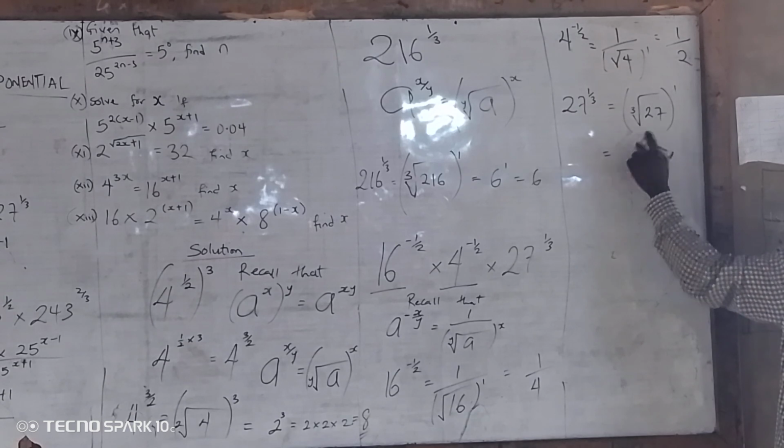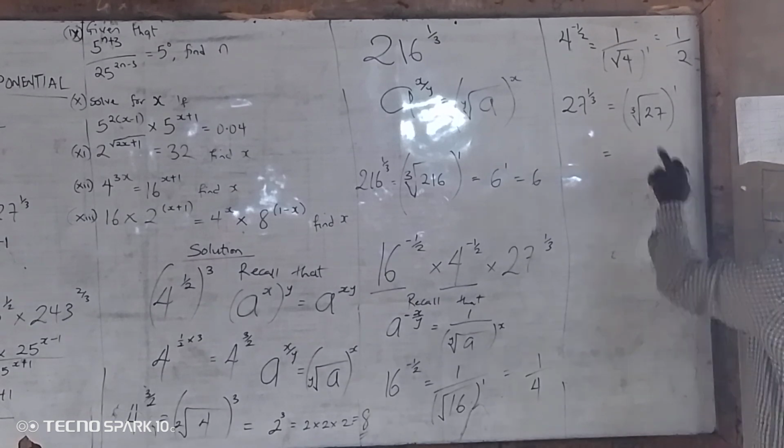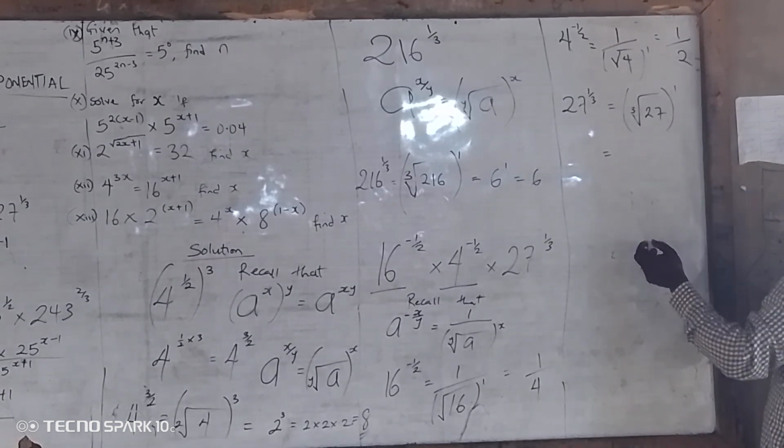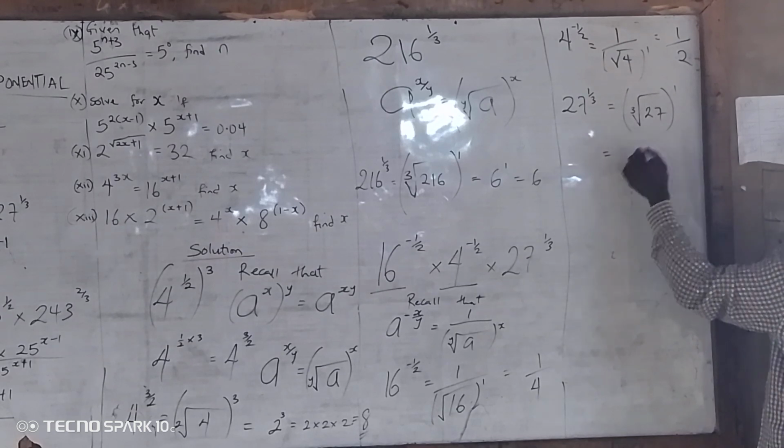So the cube root of 27 means the number that you multiply by itself 3 times and it will give you 27. So the only number that will work that way is 3. 3 times 3 times 3 will give you 27. So the answer for this one is 3.